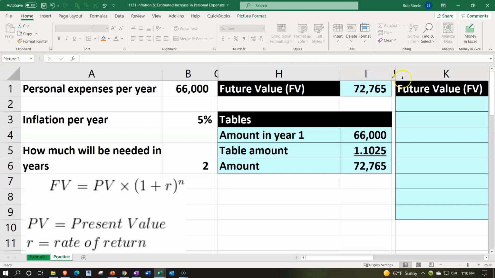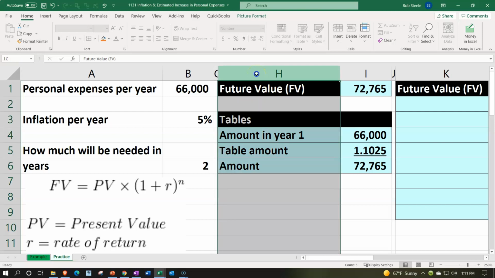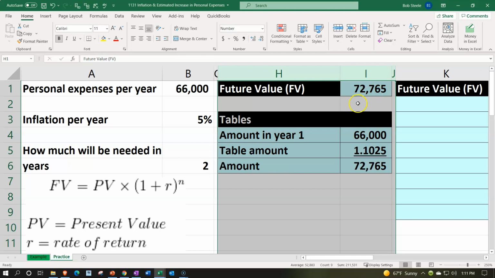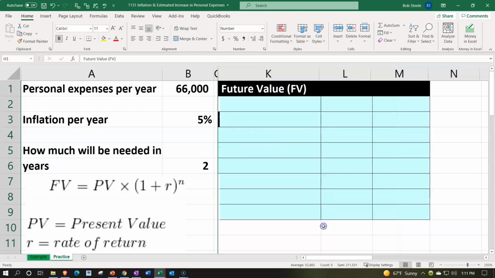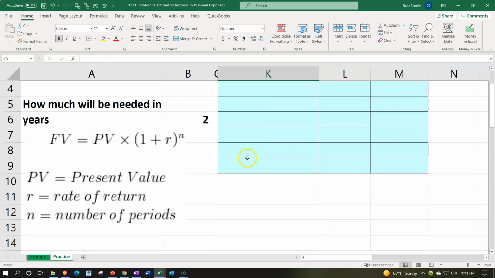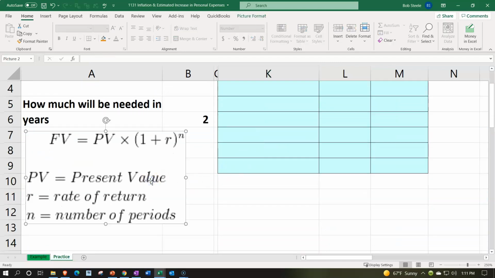So we're going to hide the cells to get over to column K, putting our cursor on H, dragging over to J here so that we can hide these cells and be working right next to the data we're working on. Right click and hide. So now we're going to put in this formula: future value equals the present value times 1 plus R to the N. R being the rate, N being the number of periods.